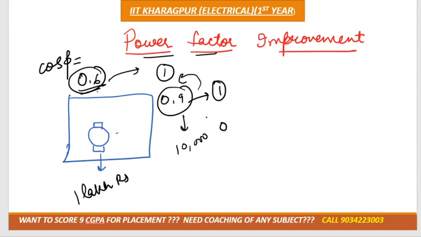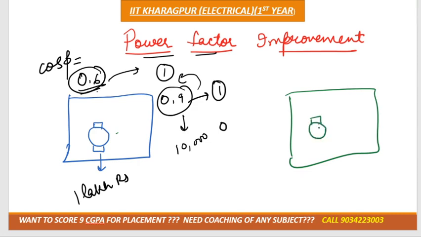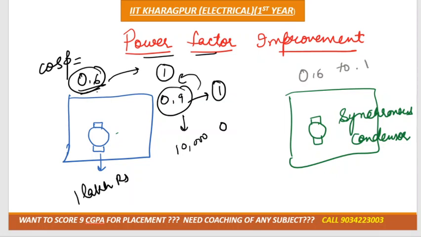Okay. So what you have decided is that instead of paying a penalty to the government every month, you added one more device in your factory, along with the induction motor. That device is called a synchronous condenser. Okay, or we can say synchronous capacitor. So by adding this synchronous condenser, your power factor improves from 0.6 to 1, suppose, or 0.9 maximum.